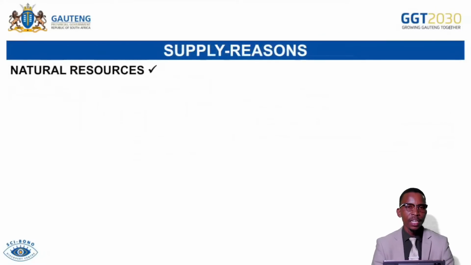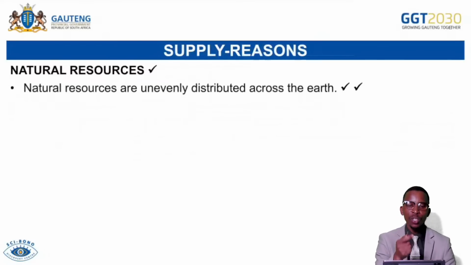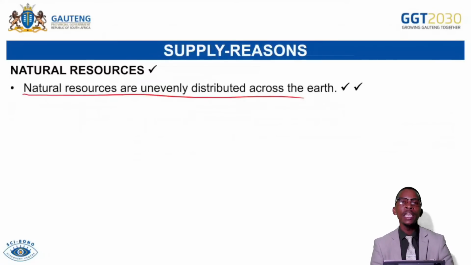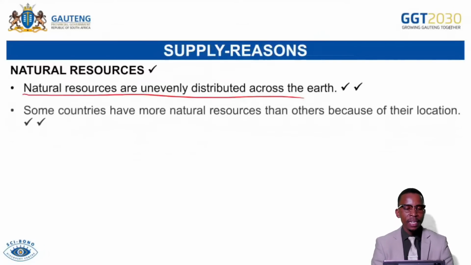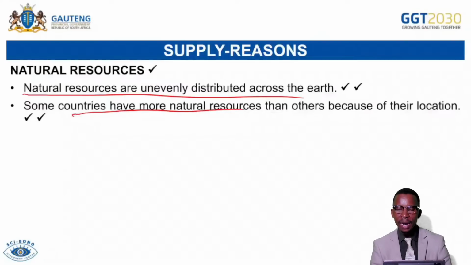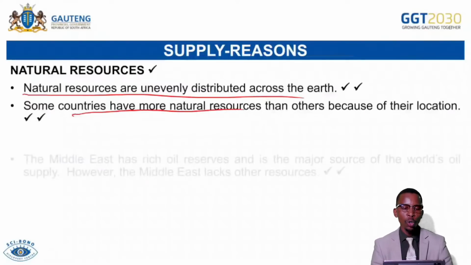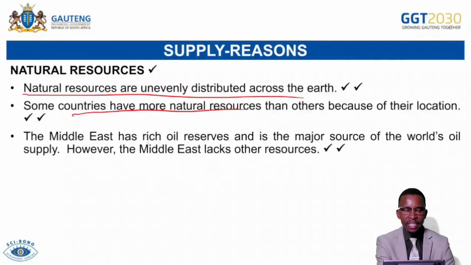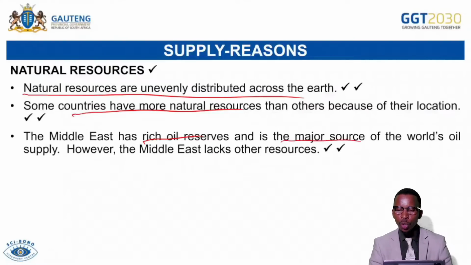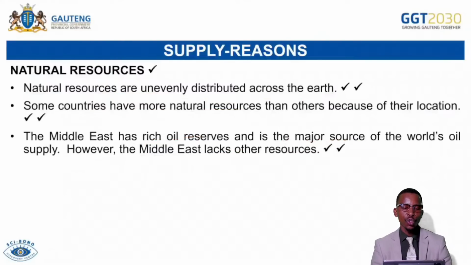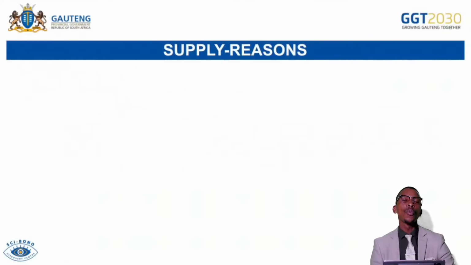The supply reasons. Natural resources. We know that natural resources are unequally distributed across the earth. Some countries have more natural resources than others because of their location or geographical area. The Middle East has rich oil reserves and is the major source of the world oil supply. However, the Middle East lacks other resources, so it will have to extract and produce more oil and supply the rest of the world.